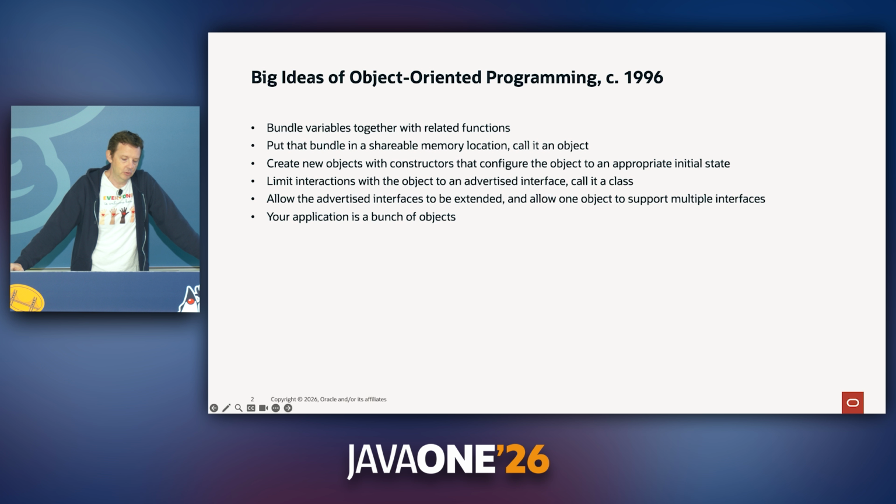Create new objects with constructors, which configure the object to an appropriate initial state, and then protect the contents of the object so that the only way you can interact with it is through an advertised interface. Maybe call that a class. The interfaces can be extended, allow one object to support multiple types in a hierarchy, and with all those tools, you can build an entire application out of just a bunch of objects. That's it. My sense is basically that's what object-oriented programming is.